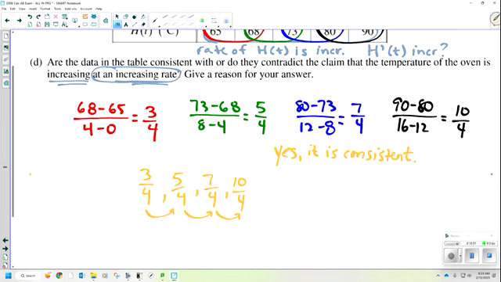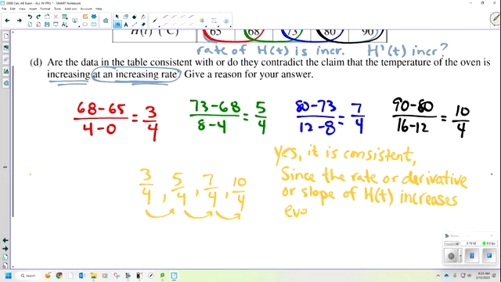It's not because H is increasing. It's because the slope of H is increasing, or H prime. So that's what I want to state. It is consistent since, and I guess I should put a comma here, since the rate, derivative, or slope of H of T increases, I'm just going to say every 4 minutes, because that's what they gave us on the table. Boom. I'm going to say increases. I suppose I don't have to say every 4 minutes, but we're done.